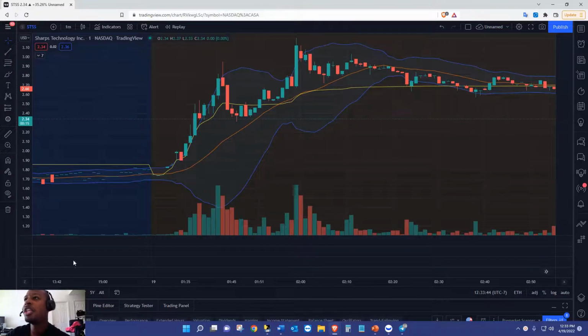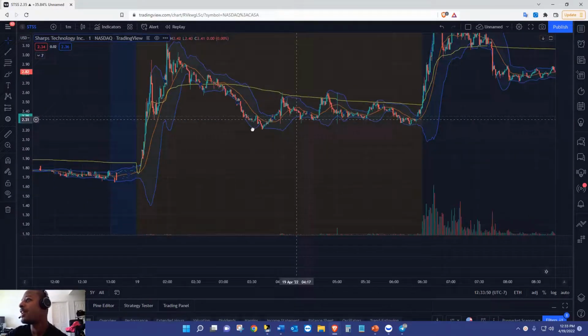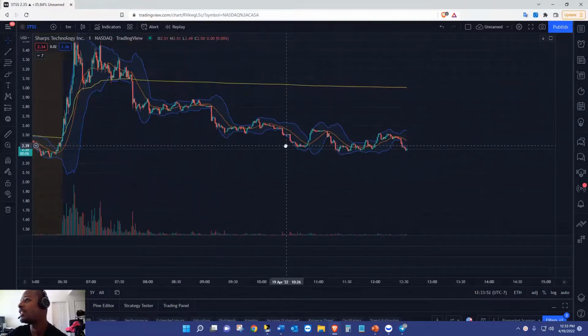All right, guys, just wanted to show you some quick examples here of using the Bollinger Bands. So you can see here, and obviously this is real time, I can't speed this up anymore. Just wanted to recap one of the trades that was being utilized today.